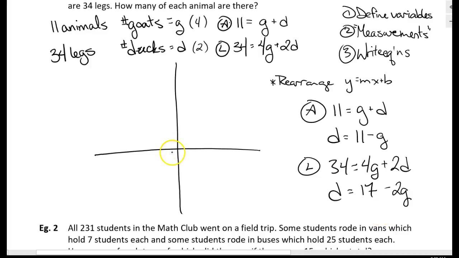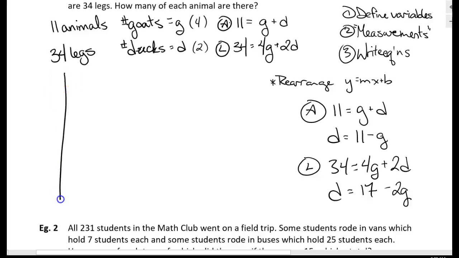So maybe I'm going to change my set of axes. I'm not going to have negative goats or negative ducks, so I'm not going to even bother. Now d is my dependent variable, so it's going to be vertical. g is my horizontal, my independent. And I'm going to plot this on my graph. I'm going to need to go all the way up to positive 17, so that's why we're making these pretty close together. So 1, 2, 3, 4, 5, 6, 7, 8, 9, 10, 11, 13, 14, 15, 16, 17.